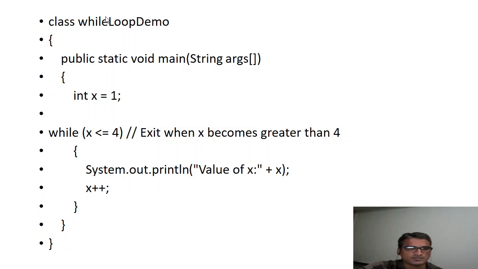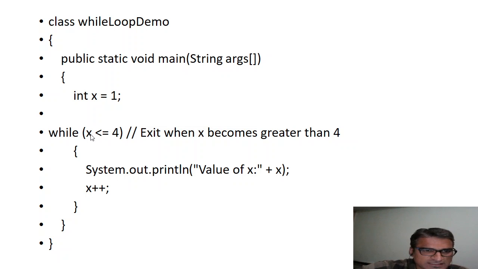So for this, I am using a class name as WhileLoopDemo. Then main function. Now the x value is 1. I have initialized x value as 1. Then here while loop, x less than or equal to 4. First x value 1. 1 is less than or equal to 4, condition is true, then it will print the value of x. Now x value 1 is printed. Next x plus plus happens, 1 becomes 2.